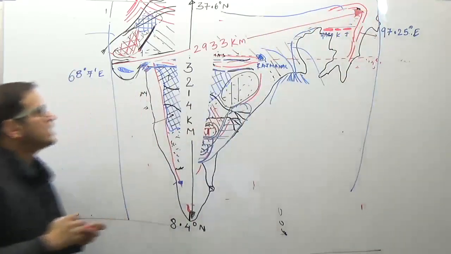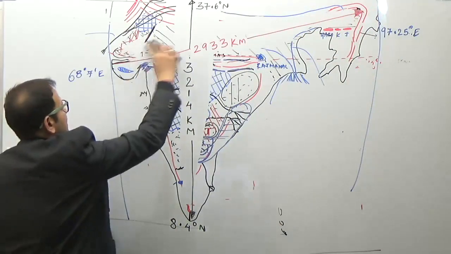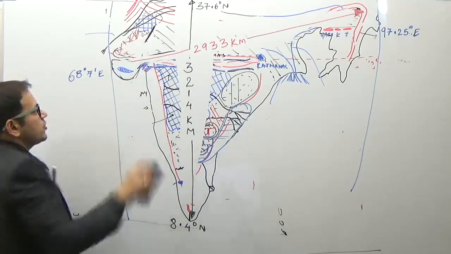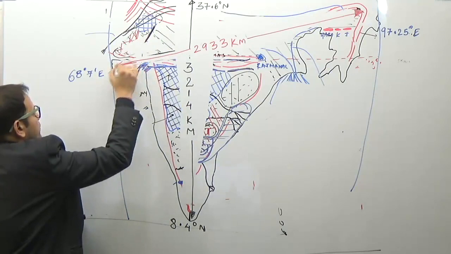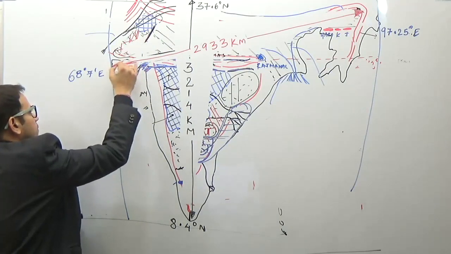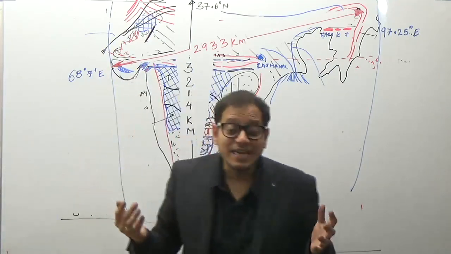So the east-west extent of India is 2933 kilometers, while the north-south extent of India is 3214 kilometers. So this is the extent of India.